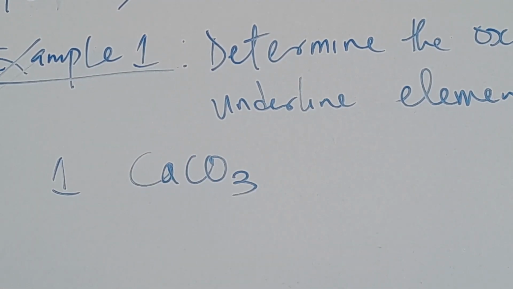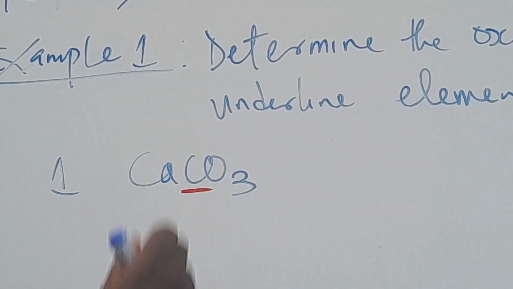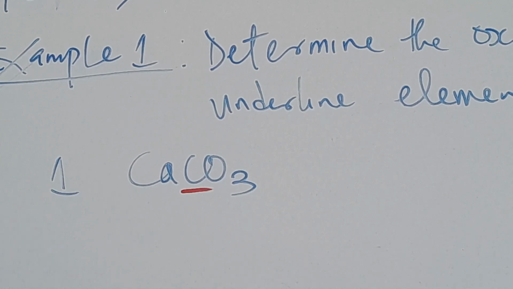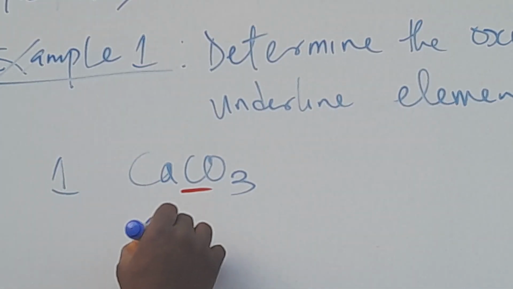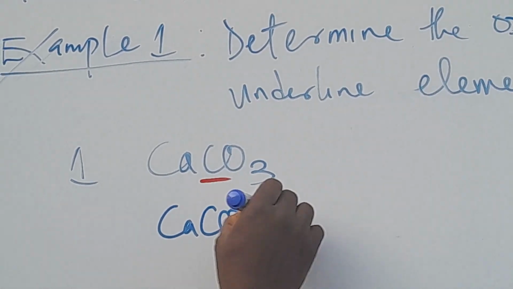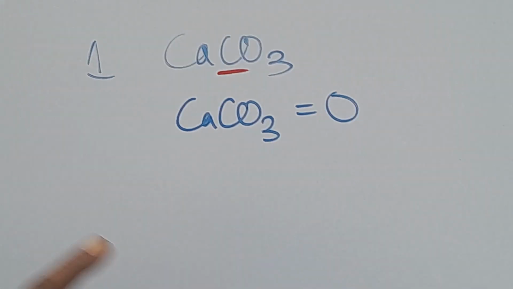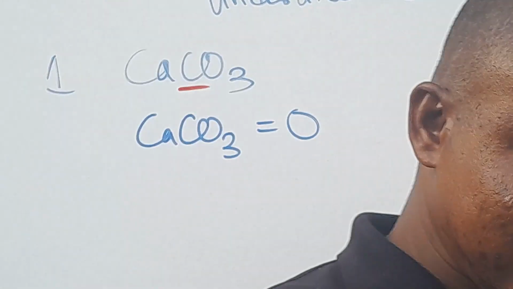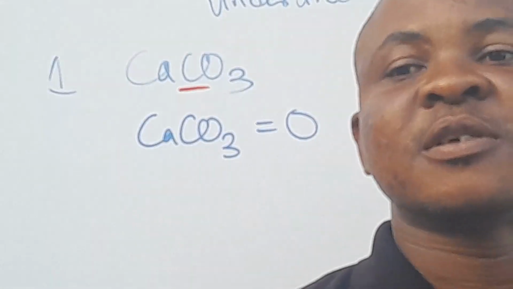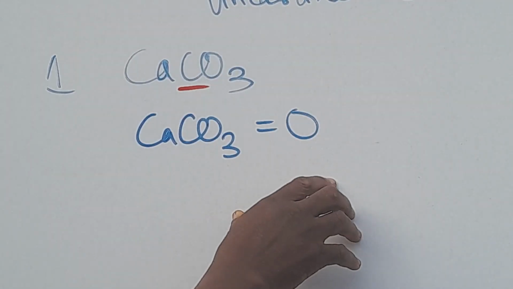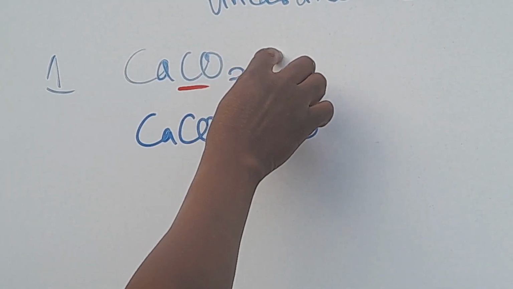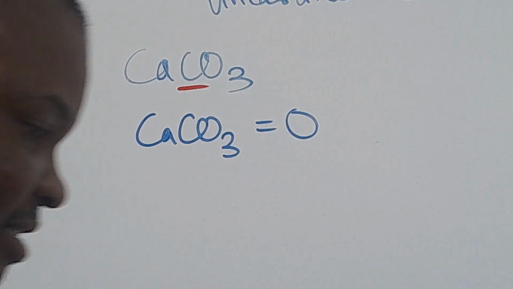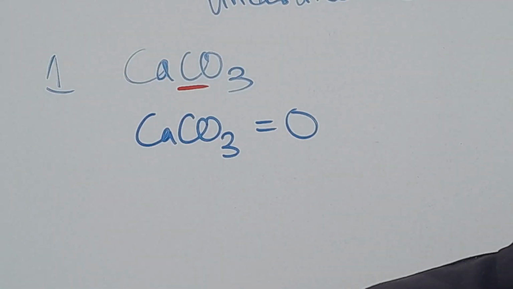CaCO3. The underlined element in CaCO3 is carbon. What is the oxidation state of carbon in this compound? Let's calculate together quickly. Let me summarize it. All these 6 rules are basically based on this basic rule. Number 1, if you have a neutral compound, or any neutral element, the oxidation state is equal to 0.